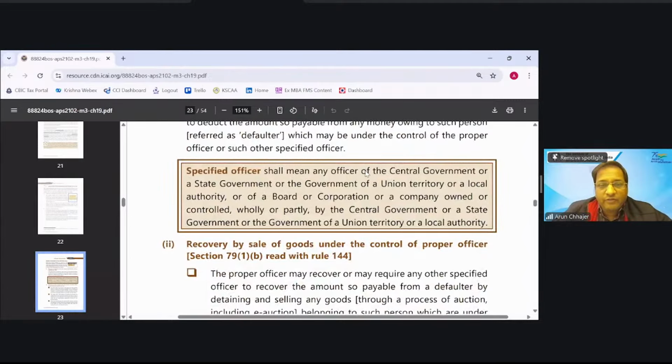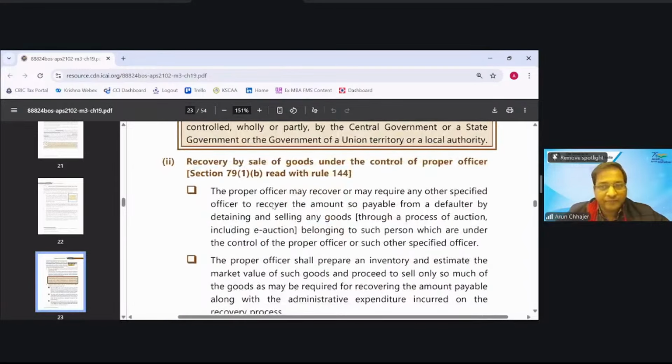Specified officer means the officer of the central government, state government, or the government of a union territory or local authority, or the board or corporation or company owned or controlled by the central government or state government, or the government of the UT or local authority.